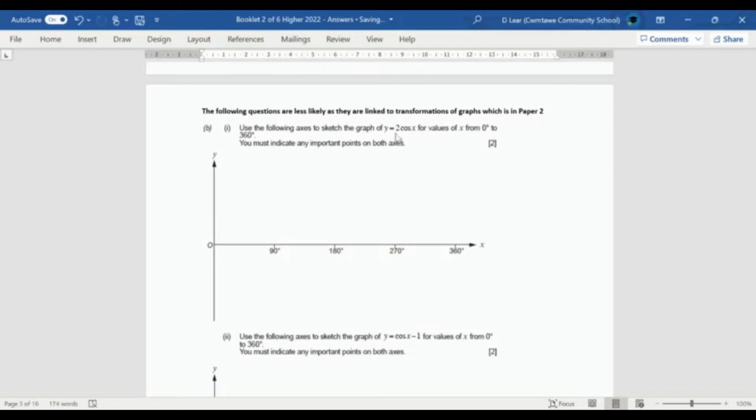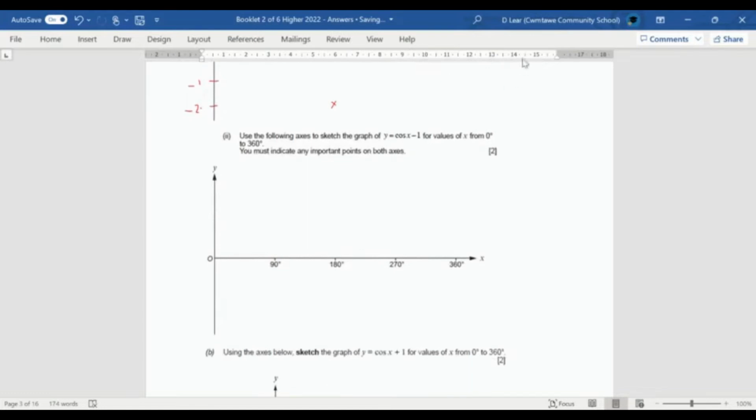However, just to point it out, they're asking you here to draw y equals 2 cos x. In other words, all the cos x values would double. So instead of this going up to 1, it would go to 2. And we know the cos x graph normally starts at 1. Well, this one's going to start at 2. However, instead of going down to minus 1, we're going to go down to minus 2, back to 0, and up to 2. So the only difference here is we've doubled the maximum values from 1 to 2 and from minus 1 to minus 2.